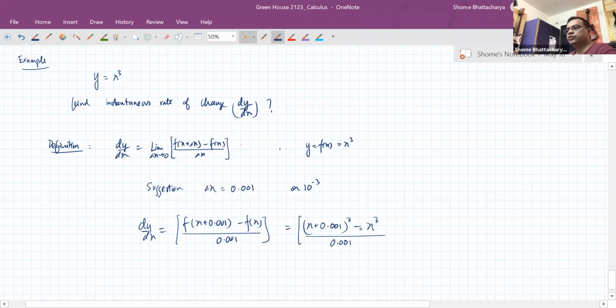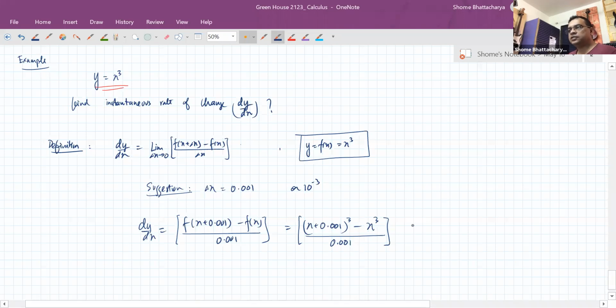So far it's clear to everyone? Why did you take cube over here? Because that is the function, beta. Look here at what function I defined: cube. For which function am I finding the rate of change? For this function. Yes. Okay, now tell me what I can do further.